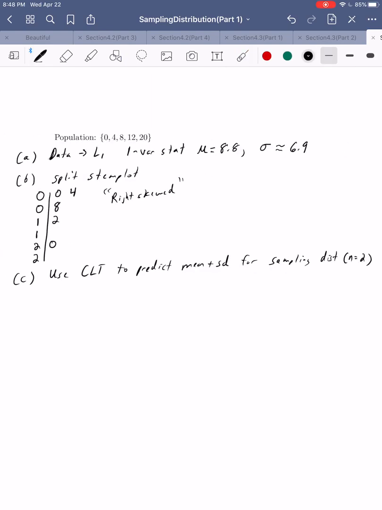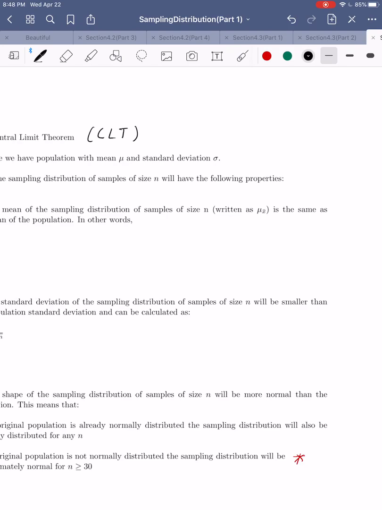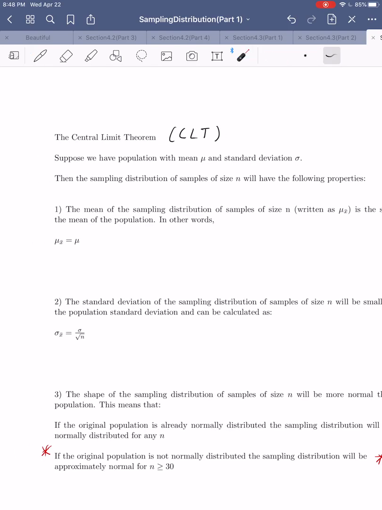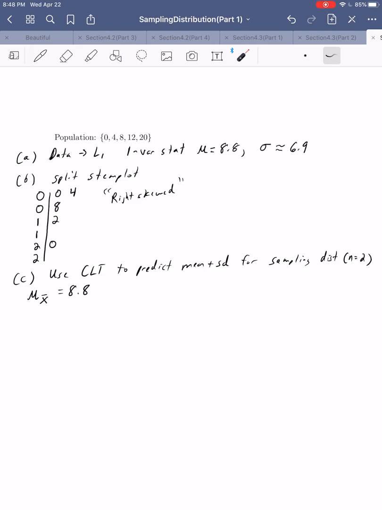Well, that tells us that mu with an x bar as the subscript is going to be the same as the mu that we calculated there, and it's going to be 8.8. Okay, let's go back and see what we can say about the standard deviation. In terms of standard deviation, it tells us that the standard deviation of the sampling distribution is the original standard deviation divided by the square root of the sample size.